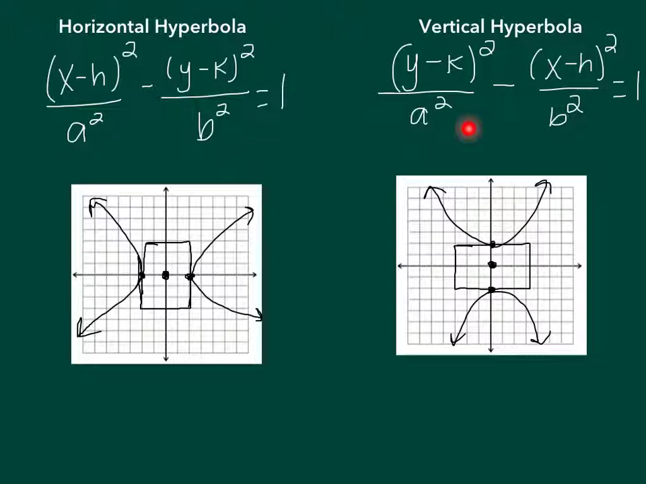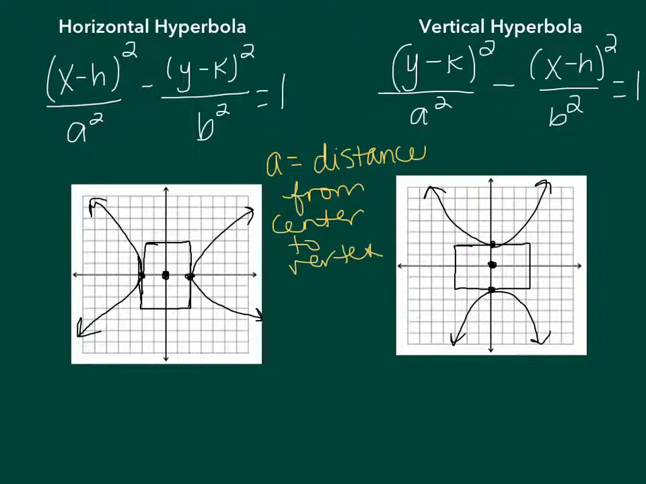Now your a, let me write this here, is your distance from the center to the vertex. And I'll draw it on the graph. So from the center, here's your center, to your vertex, this is a. This is also length a. So that's your a. And then if it's vertical, there's your center to your vertex. That's a.